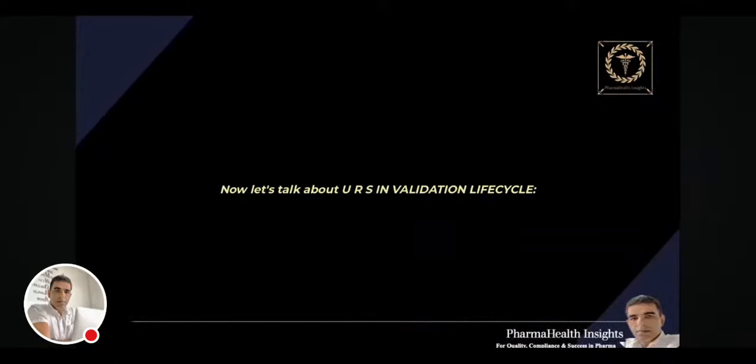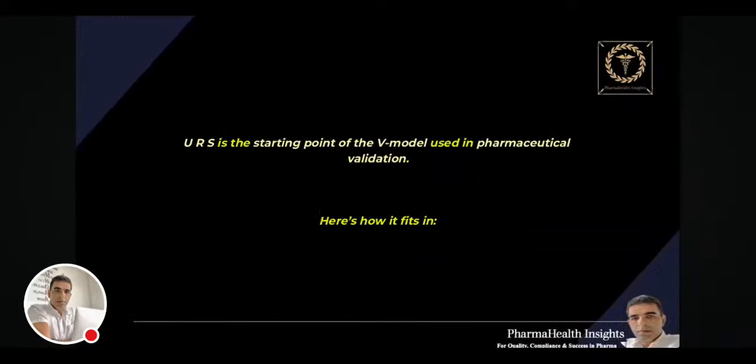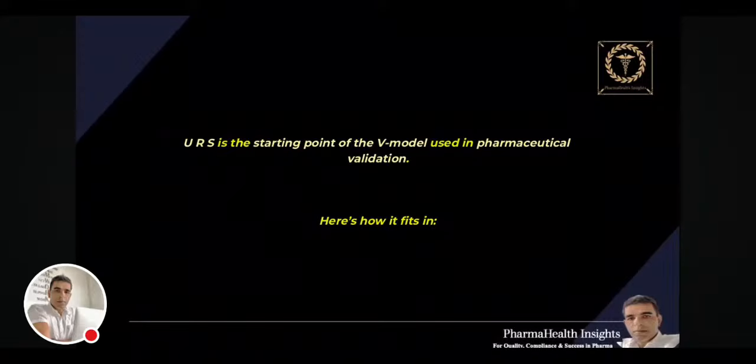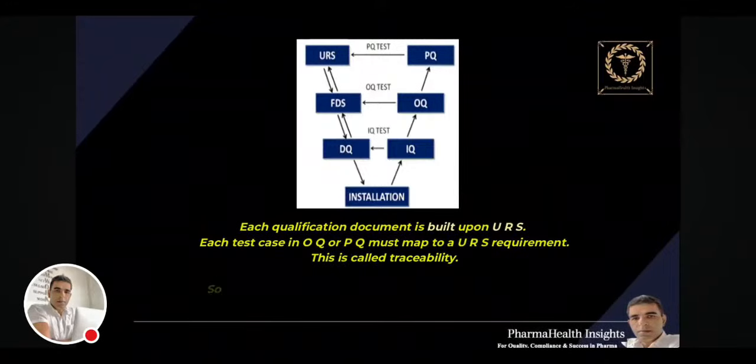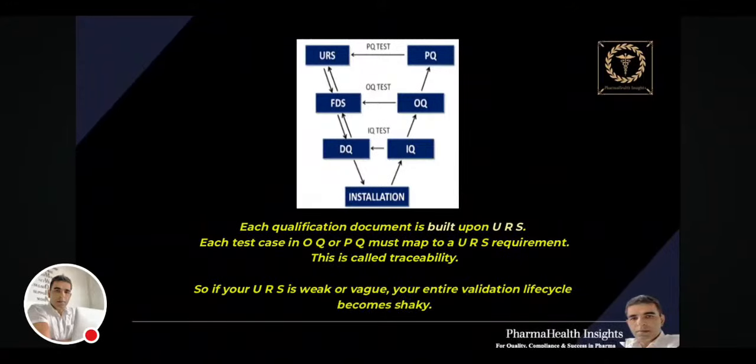Now let's talk about URS in validation lifecycle. URS is the starting point of the V model used in pharmaceutical validation. Here's how it fits in. Each qualification document is built upon URS. Each test case in OQ or PQ must map to a URS requirement. This is called traceability. So if your URS is weak or vague, your entire validation lifecycle becomes shaky.